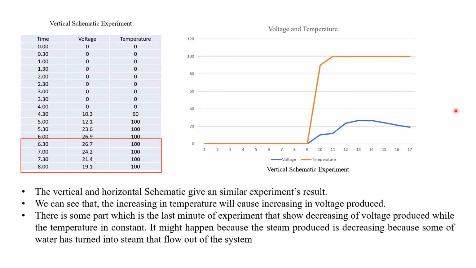However, there is some part, which is the last minute of the experiment, that shows a decrease in voltage while the temperature is constant. In this case, while the temperature is constant, the voltage produced is decreasing. It might happen because the steam produced by the boiler for the turbine is decreasing, because some of the water has turned into steam that flows out of the system.